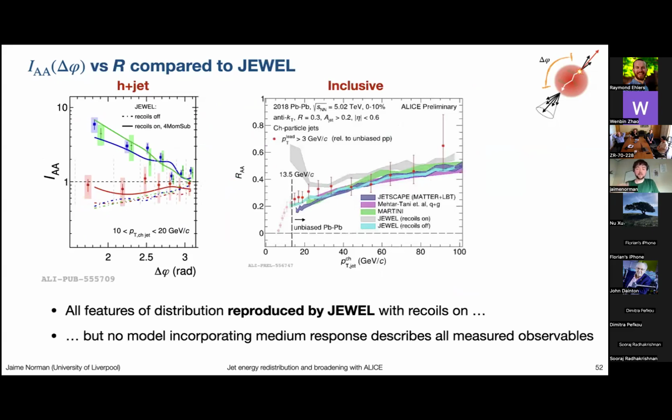Okay, and then just to finish, answering Raymond's question. On this recoil subtraction in Joule, I understood that these different methods shouldn't matter for these observables that don't look at the jet substructure.